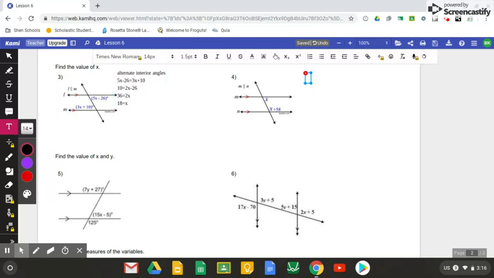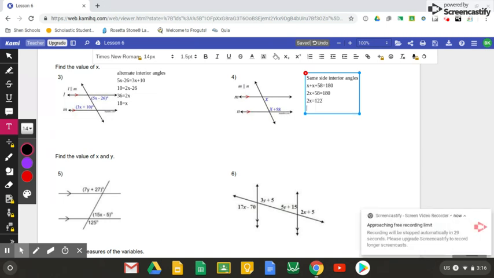So number 4, first, identify the angles. They're on the same side. Same side. They're both inside. Interior angles. Oh, there it is. Same side interior angles. Same side interior angles add up to 180 degrees. That's a definition. I know the definition. I know the word. Now I do it. So I do 2x plus 58 equals 180. Again, I go ahead and solve. Minus 58, so I got 2x equals 122. Divide by 2. X is 61.